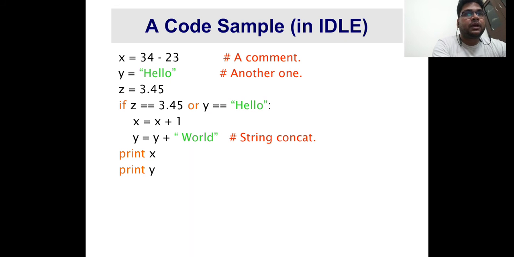A simple code sample that you can put in IDLE: x equal to 34 minus 23, y equal to hello, and z equal to 3.45. If z equal to 3.45 or y equal to hello, then x plus 1 or y plus world. This is basically a concatenation, and then we will try to print the x and y values. I would request you to run this program on your IDLE and provide the output in the comments.